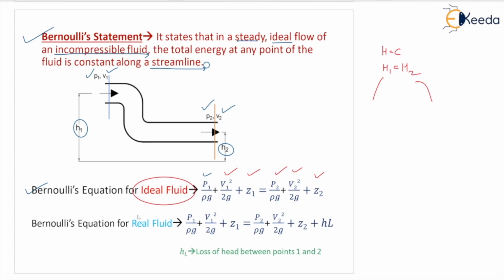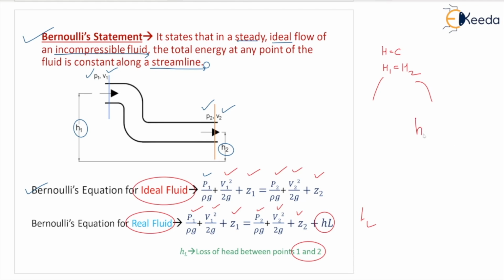No losses. But how to write Bernoulli's equation for a real fluid? P1 by rho g plus V1 square by 2g plus Z1, inlet energy. If you go to the outlet, while going there will be some loss. P2 by rho g plus V2 square by 2g plus Z2. So this part will be smaller because there is a loss. So to equate with the initial energy, you have to add some loss of head, that is HL. HL is the loss of head between points 1 and 2. Correct? So HL, loss of head, you have to add in meters every time when the fluid is real.